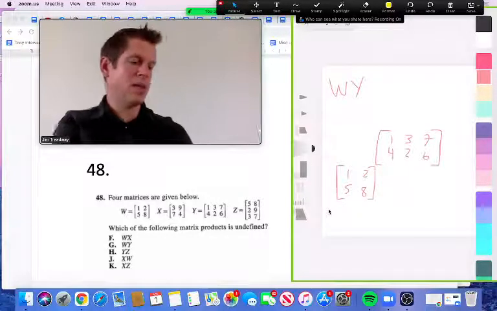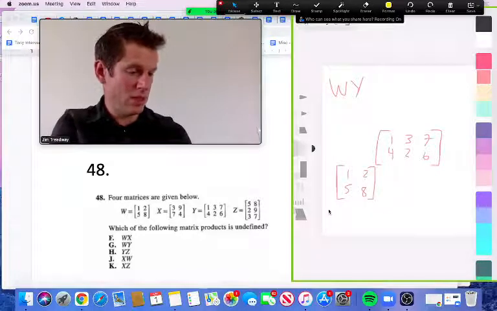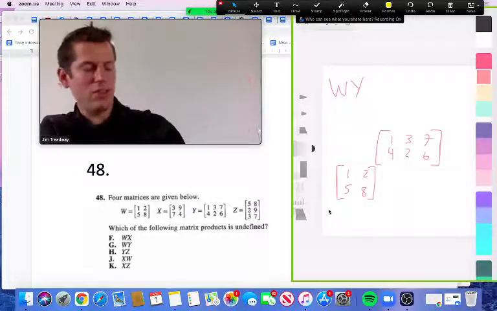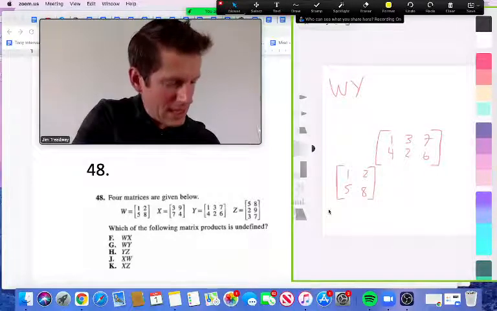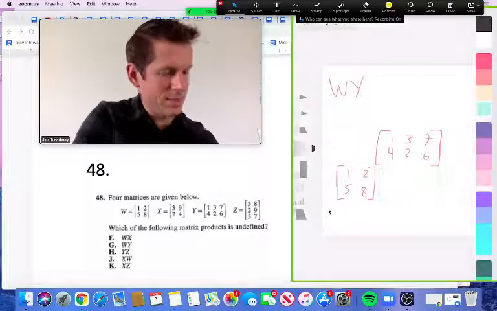But we can multiply them because there's 2 columns in the first matrix and 2 rows in the second matrix. So the number of columns in the first matrix equals the number of rows in the second matrix. All right. And then our answer is always going to go right in between the 2 matrices like this.